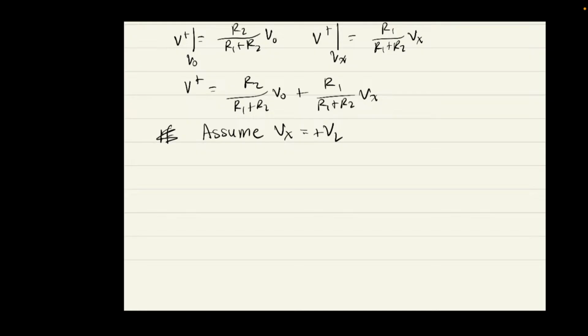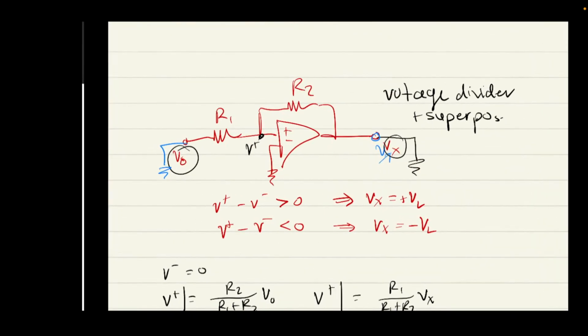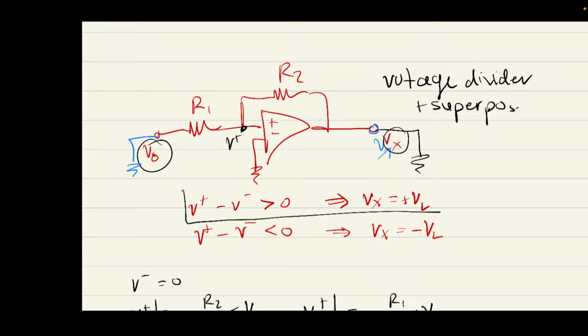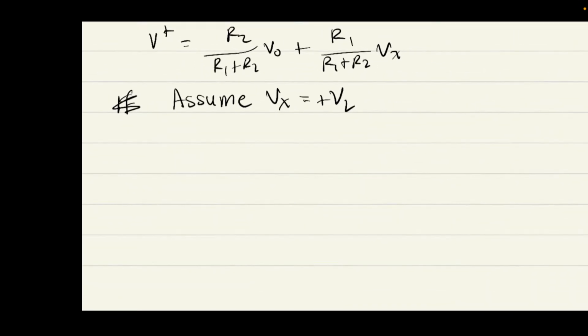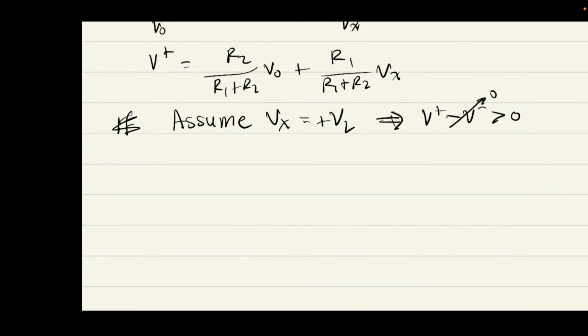Okay, well, if Vx is positive VL, remember what I said before, that the difference between the input and the output must be positive. So I'm going to rewrite that here. If this is true, then we have that V plus minus V minus is greater than 0, right? And what is V minus? It's just 0, so we can just cancel that out. We have an expression for V plus. That's R2 on R1 plus R2 times VO plus R1 on R1 plus R2 times Vx.